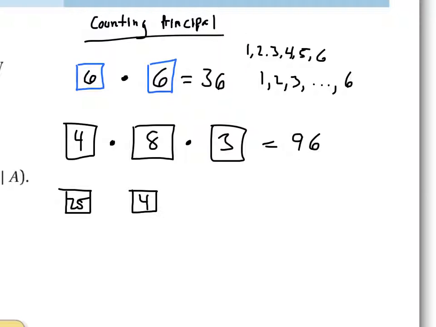19 shoes. Guy likes shoes. All right, 19 pairs of shoes. Okay, so how many different outfits can we wear with 25 shirts, 4 pairs of pants, and 19 pairs of shoes? 1,900. We multiply these together. Grab a calculator. Multiply these together.